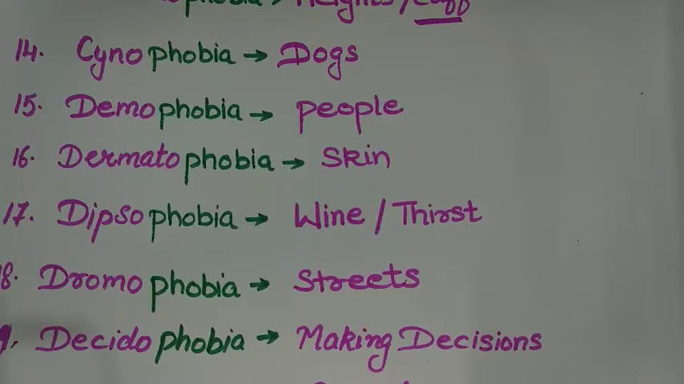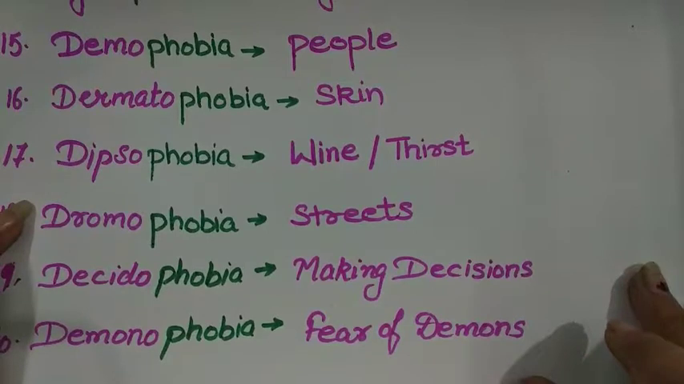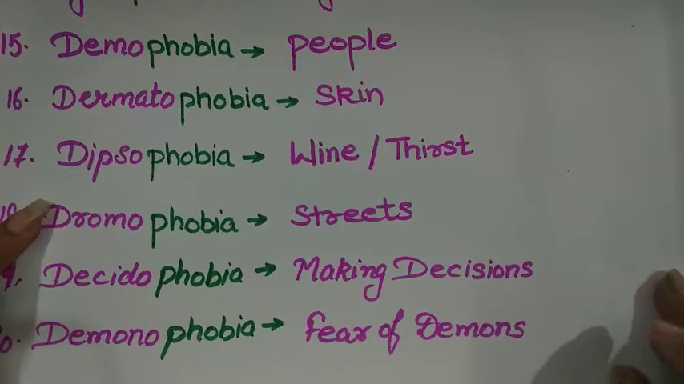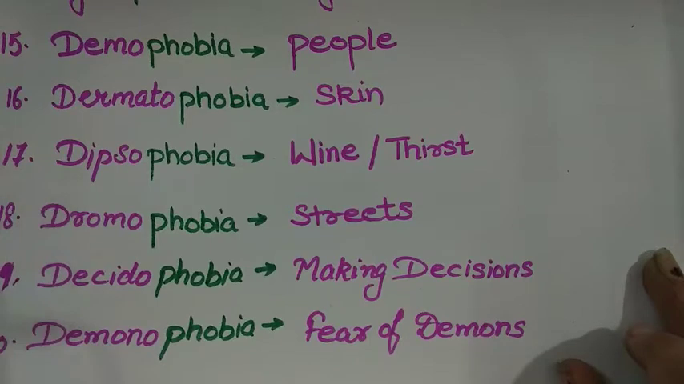Next is dromophobia. Dromophobia is phobia of streets. Next one is decidophobia. Decidophobia is phobia of making decisions. If there is some fear in your mind, so you are not willing to take any decisions, thinking what if your decision goes wrong, or you feel more comfortable if somebody else is taking decisions on your behalf, then you are a decidophobic person.